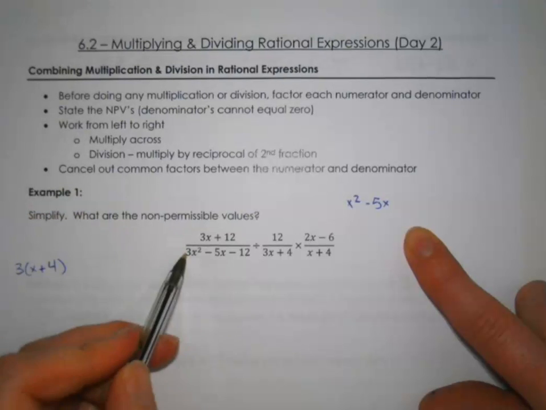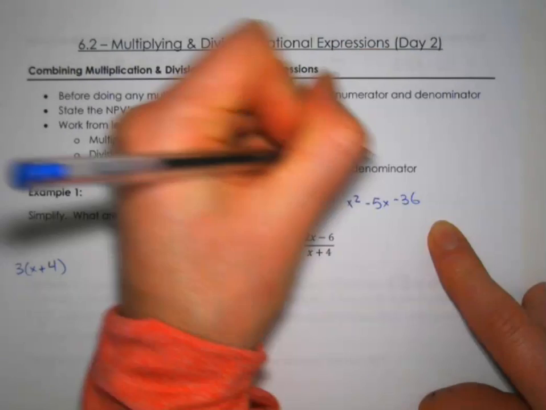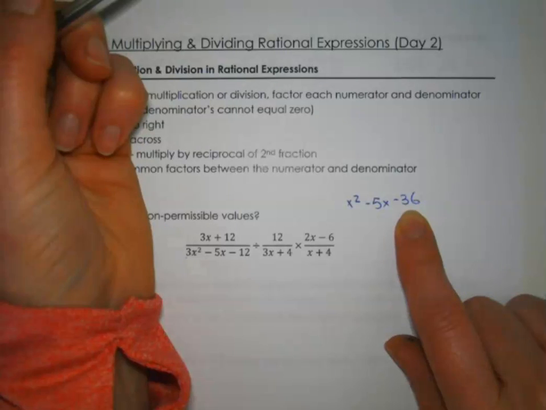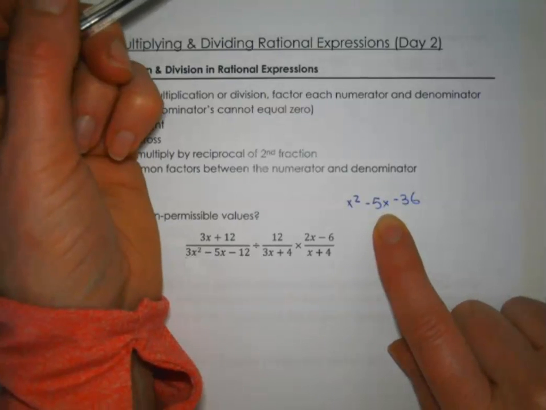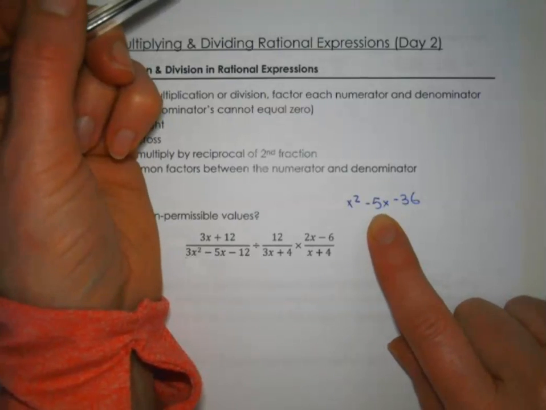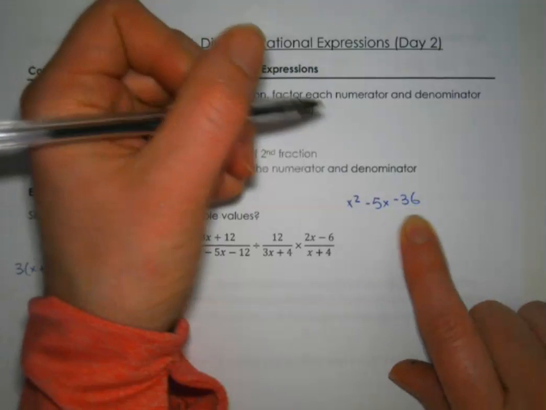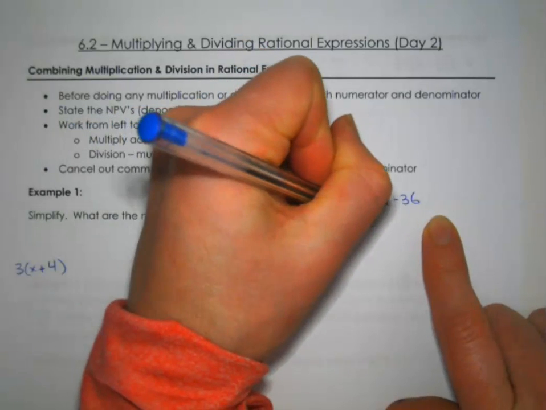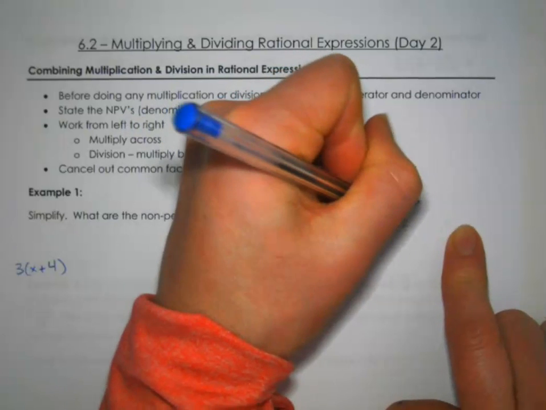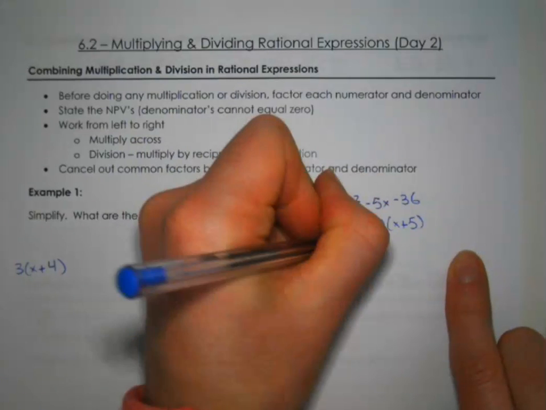And then I'm going to swing that 3 over, 3 times negative 12 gives me negative 36. Now to factor this, two numbers that multiply to negative 36 and add to negative 5 would be negative 9 and positive 4. So negative 9 plus 4 will give us negative 5. Negative 9 times 4 will give us negative 36. So x minus 9, x plus 4. And then we want to divide out that 3 that we used to multiply.